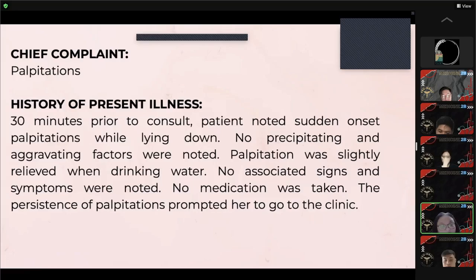For the history of present illness, 30 minutes prior to consult, patient noted sudden onset of palpitations while lying down. No precipitating and aggravating factors were noted. Palpitations was slightly relieved when drinking water. No associated symptoms were noted. No medication was taken. A persistence of palpitations prompted her to go to the clinic.